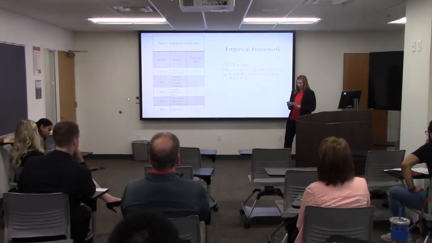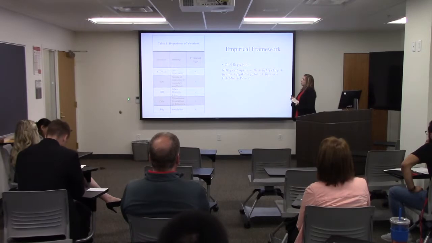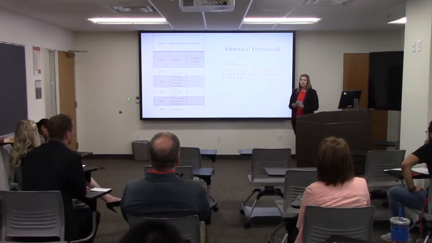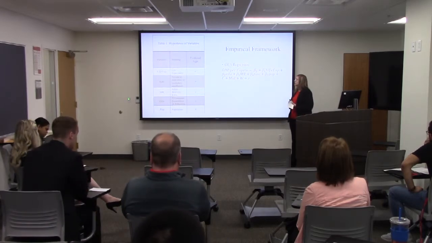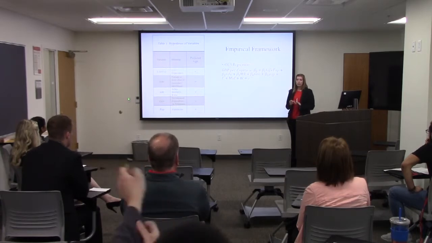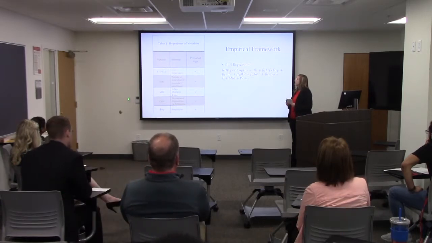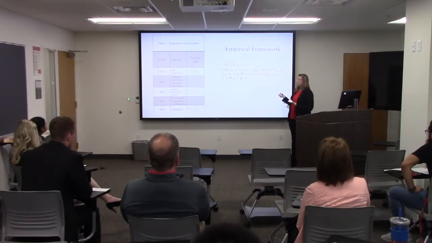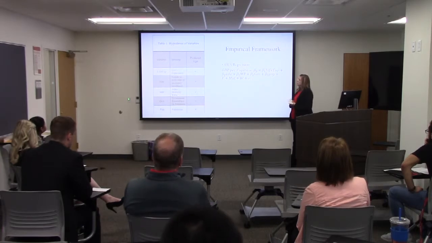So moving on to my empirical framework, I chose to do an ordinary least squares regression that I modeled off of Farad 2015. He did a cross-country analysis as well, so I had to modify it just a little bit to make it a state-level analysis. But we both have GDP per capita as our dependent variable. And then I have life expectancy.